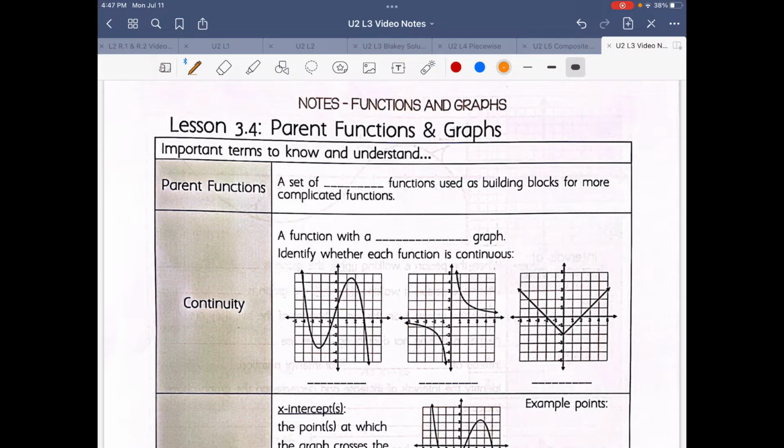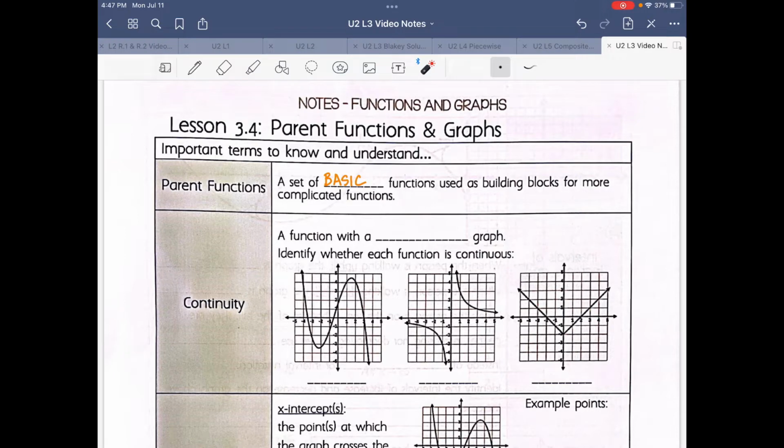So we're just going to go over some parent functions and graphs and the key attributes you're going to be looking for. We'll start with some important terms to know and understand. We're going to start with a parent function. A parent function is a set of basic functions used as building blocks for more complicated functions.